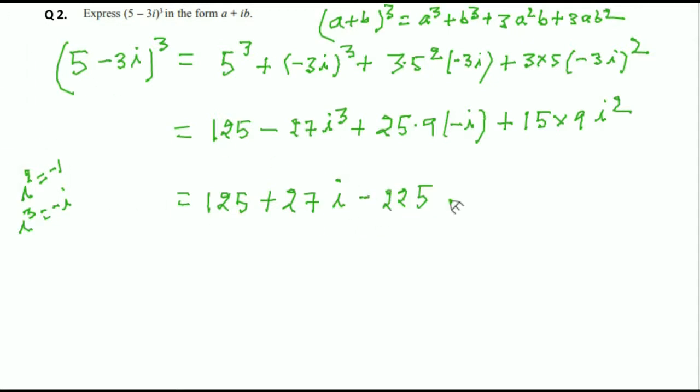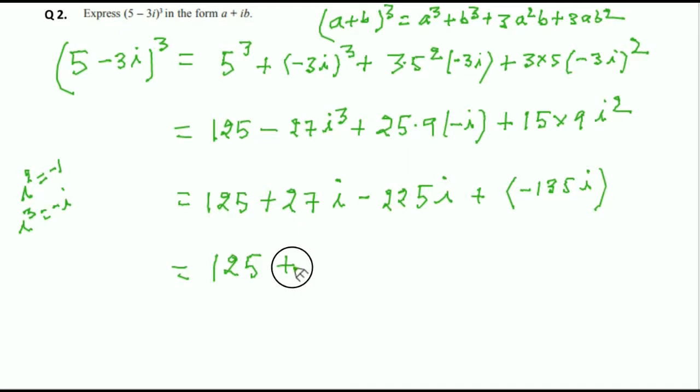So this is a minus iota, plus 15 into 9, and you have to write here iota square. So let's calculate here 15 into 9, 135, and iota square will be minus, so minus 135 iota. So where you have only a real number, that is 125 here, let's find out. So minus 135 minus 225 and plus 27.